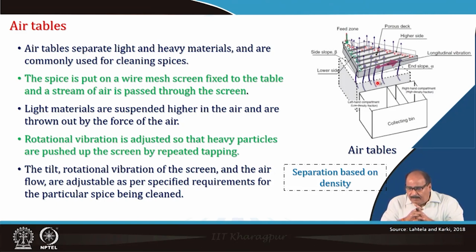Air tables: here separation is based on density. Air tables separate light and heavy materials and are commonly used for cleaning spices. The spice is put on a wire mesh screen fixed onto the table and a stream of air is passed through the screen, as you can see here in the picture. The light materials are suspended higher in the air and are thrown out by the force of the air.